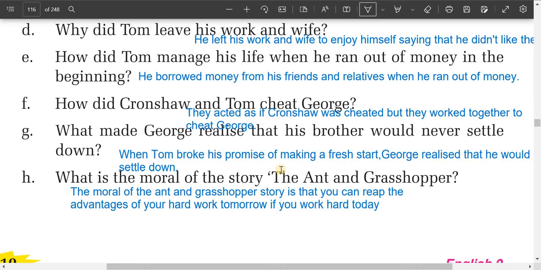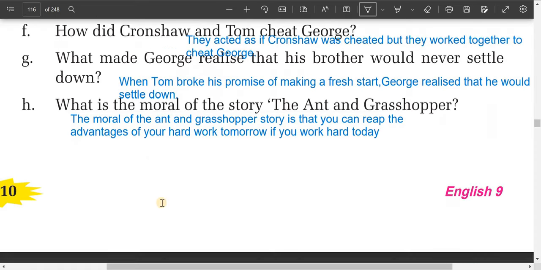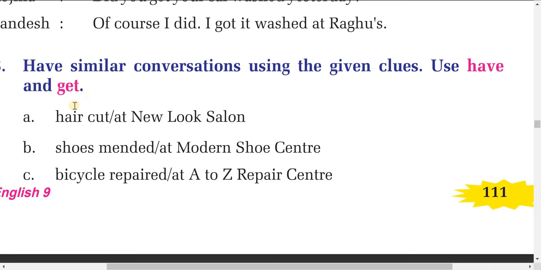Now, what is the moral of the story? Moral of the story, the ant and grasshopper. The moral of the story of the ant and grasshopper is that you can reap the advantages of your hard work tomorrow if you work hard today. So the moral of the story is you can reap the advantages of your hard work tomorrow if you work hard today.